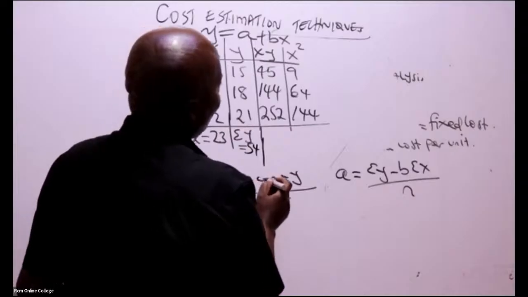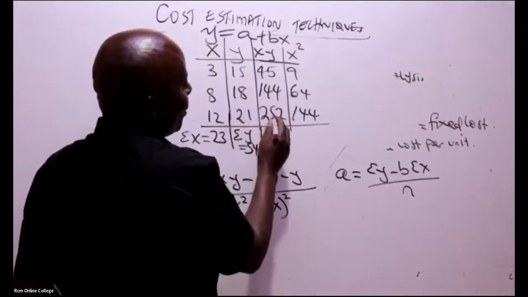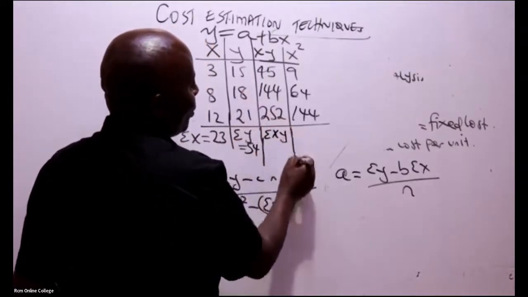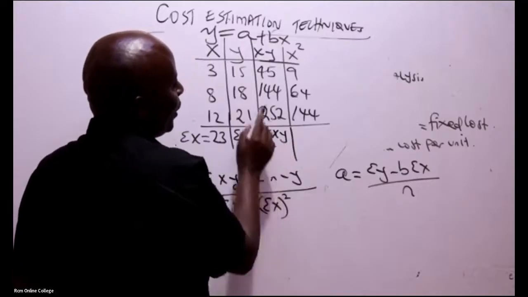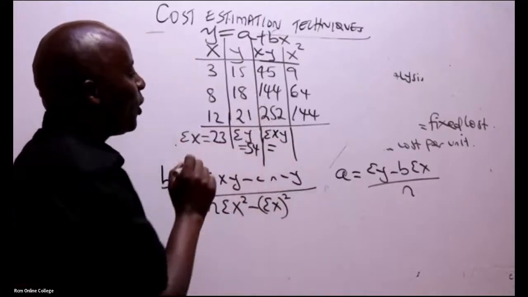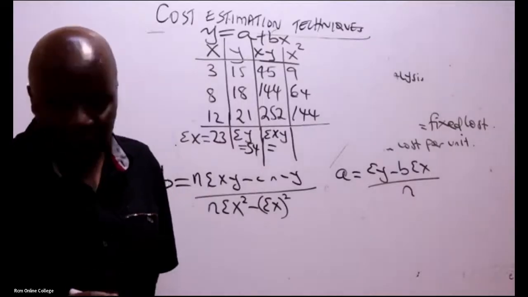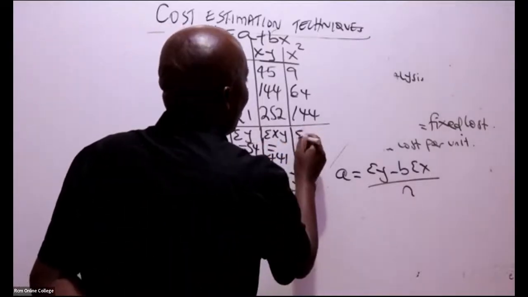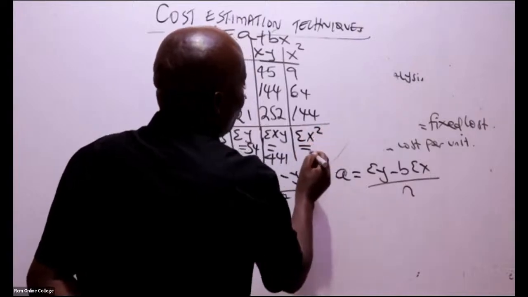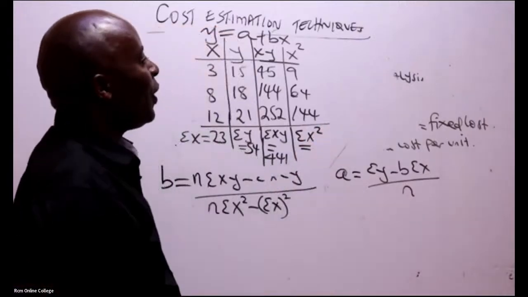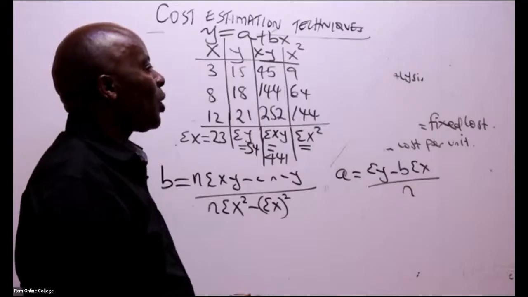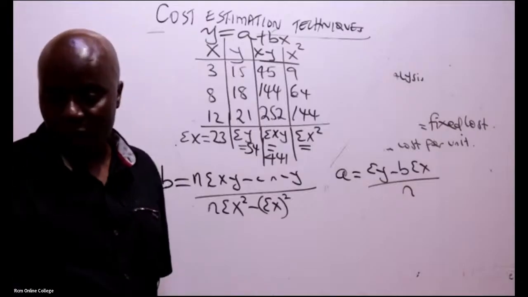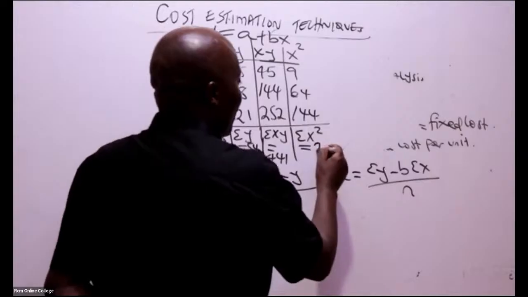From there, ladies and gentlemen, we have summation of xy. Summation of xy equals 45 plus 144 plus 252. What do we have there? 441. Thank you so much. And then lastly, we have summation of x squared. It is 9 plus 64 plus 144, which gives us 217.